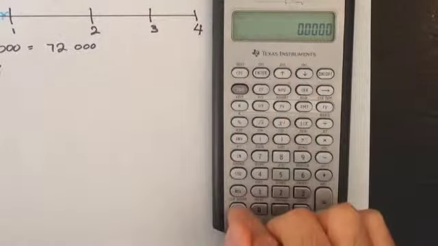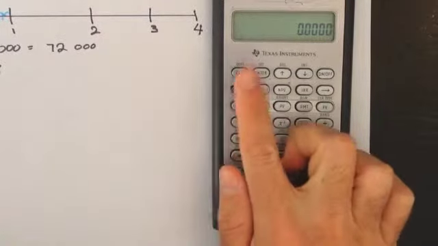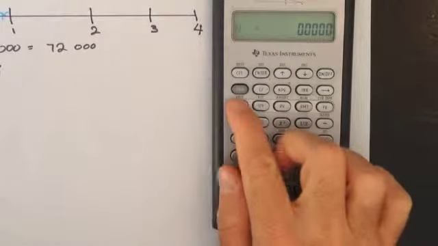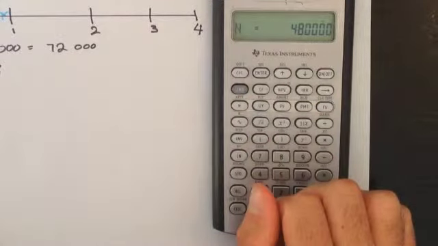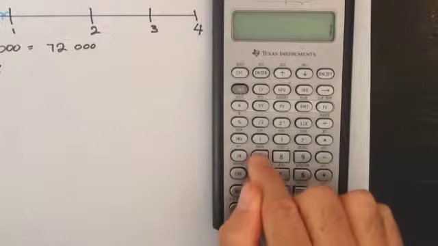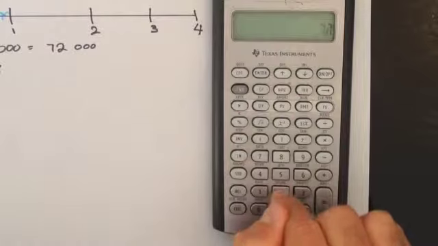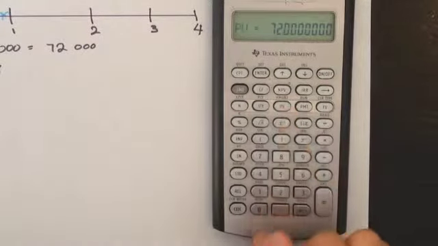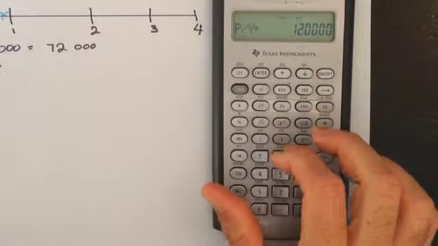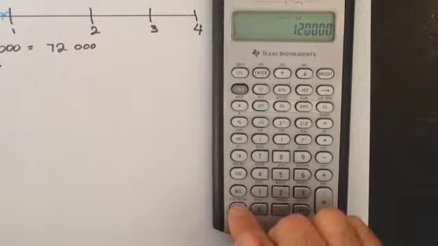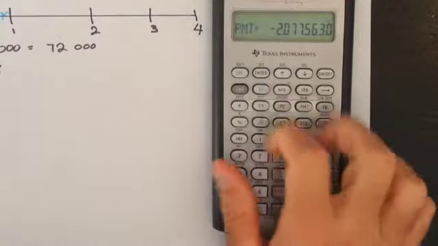Always make sure you clear your work as well as clearing the time value of money functions. You do this by putting second function clear. Add in your variables, number and then variable. 48 N, 17 I over Y, 72,000 present value, 0 future value, and say second function P over Y to check that it's at 12, and then compute payment, and you will get your answer.